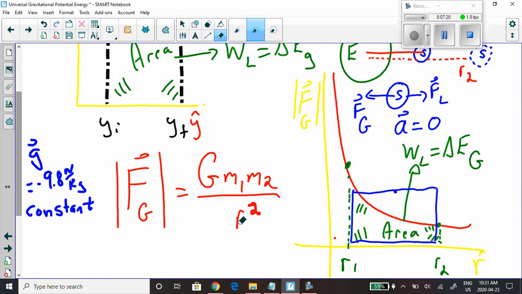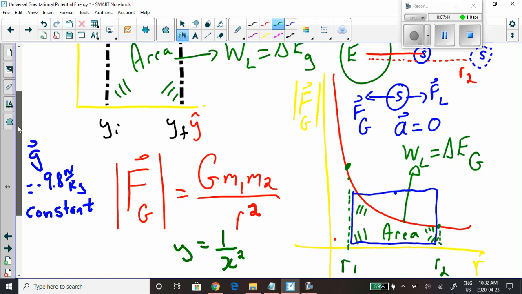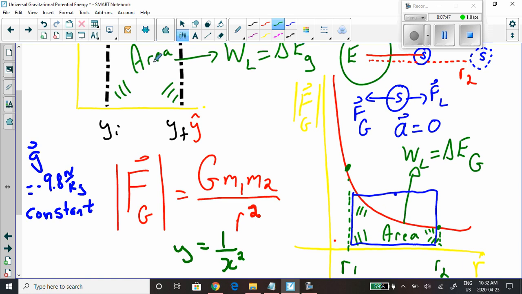And what we get is an inverse square function. If you really want to reduce this to its simplest form, it's y equals 1 over x squared. And that function looks like this. So just like I said a few moments ago, if you wanted to find the work done by the lift force, you would find area. And you would also be finding a change in gravitational potential energy. Well, same thing here, kids. If you want to find the work done, you would need to find the area under this curve right here.